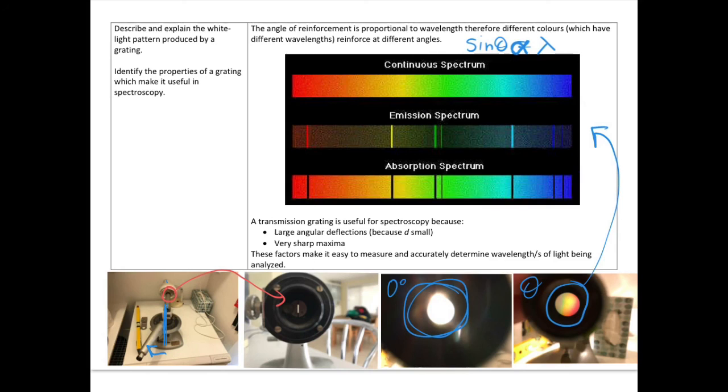Because d is really small, we get big angular variations for different wavelengths, so the transmission grating is excellent for that because it has a very small distance between the slits, d. Because of that, light overlaps several slits, and even if they're only a small amount out of phase, they can cancel each other out, so you only see constructive interference when it's exactly in phase. So you don't get interference and blurring out of your light. That very sharp maxima is also really important.